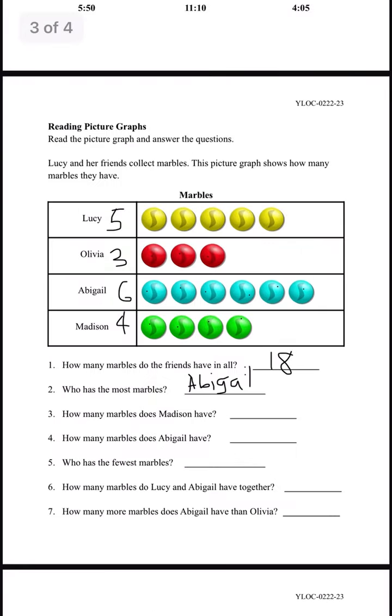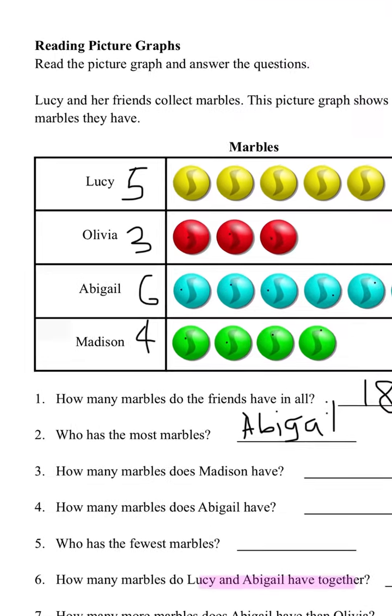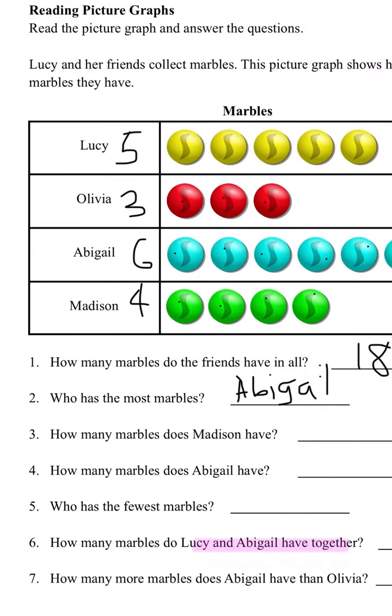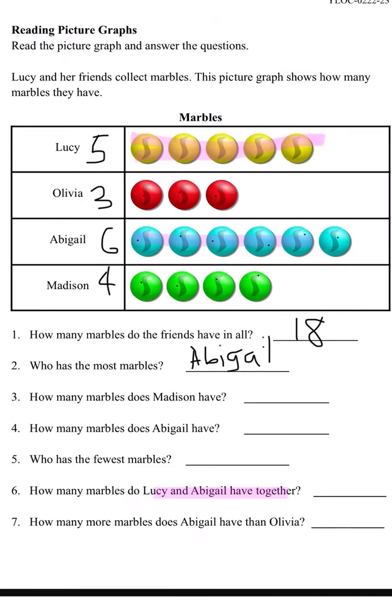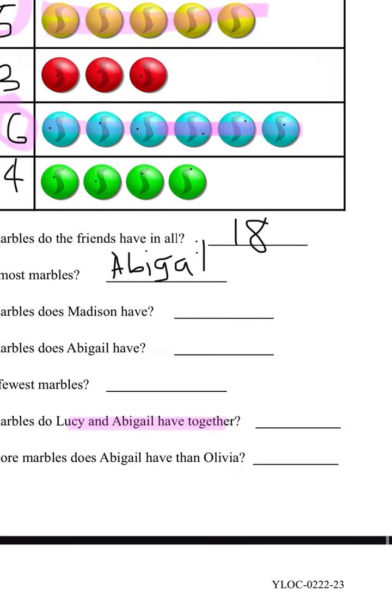Okay. And we're going to try number 6. How many marbles do Lucy and Abigail have together? Which means that we have to add Lucy's marbles. So this one. And Abigail's right over here, which would be 5 plus 6. 5 plus 6 is 11. So you write 11.